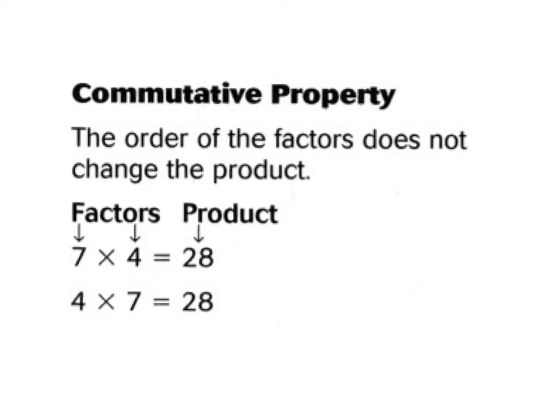In this definition, it says, the order of the factors does not change the product. So here we have the number sentence, 7 times 4 equals 28. 7 and 4 are the factors, 28 is the product. The definition tells us that it doesn't matter which order the factors go in. So we had 7 times 4 is 28, and we also have 4 times 7 is 28. Think about how that could help you solve a problem.